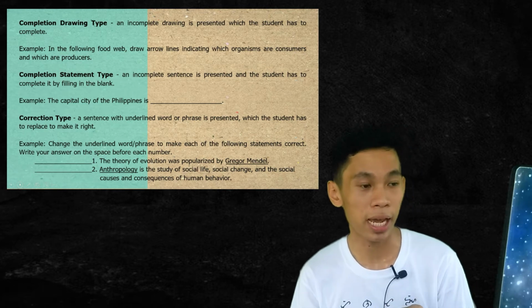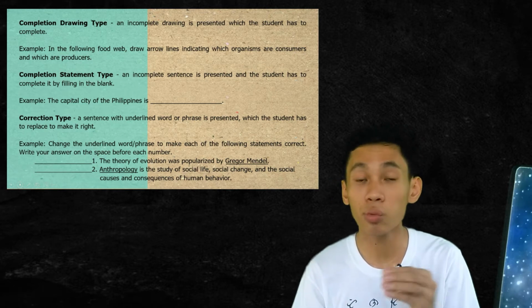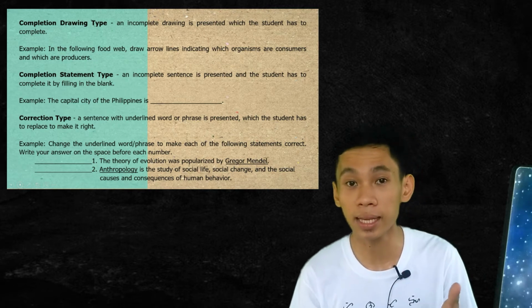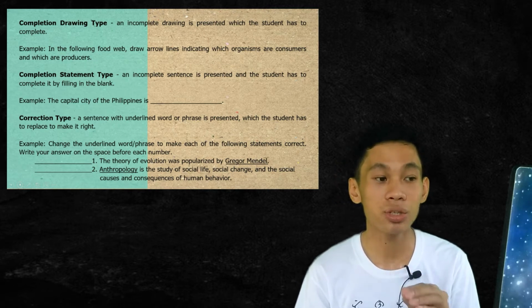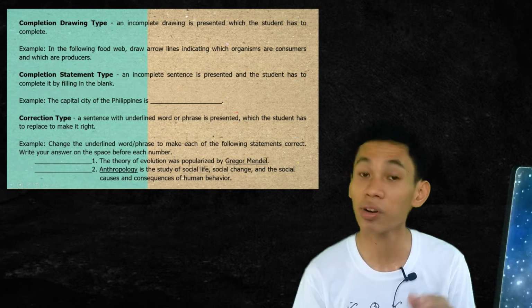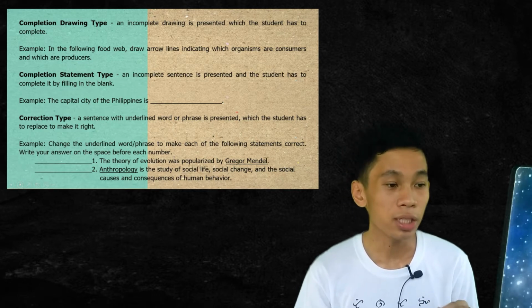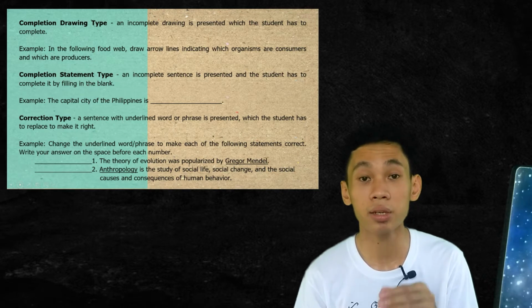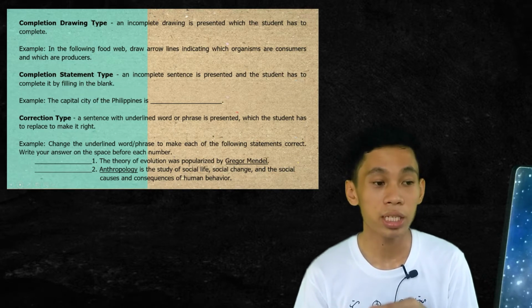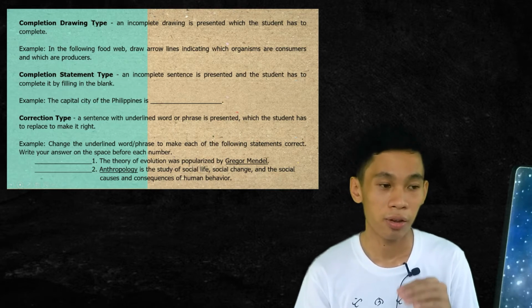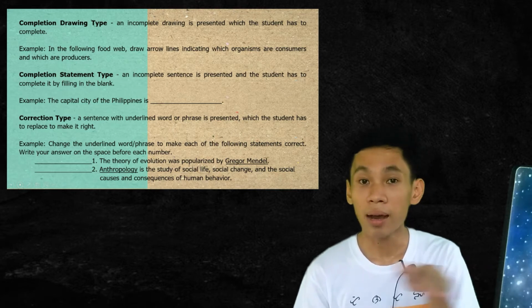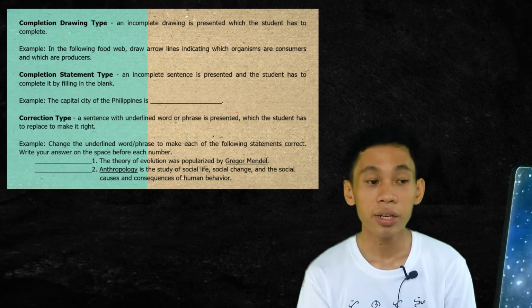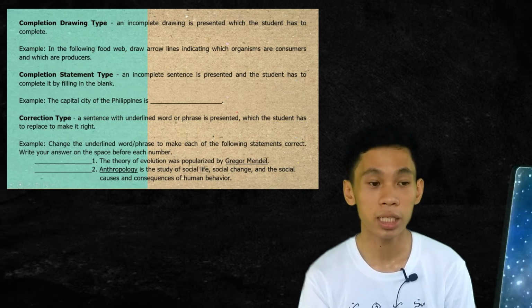Next, we have the correction type. It's a sentence with underlined word or phrase that is presented to the students, which the student has to replace to make it right. Okay, for example, listen. Change the underlined word or phrase to make each of the following statements correct. Write your answer on the space before each number. Okay, so ganito. May blanco before the number, okay? The theory of evolution was popularized by Gregor Mendel. The underlined word is Gregor Mendel.